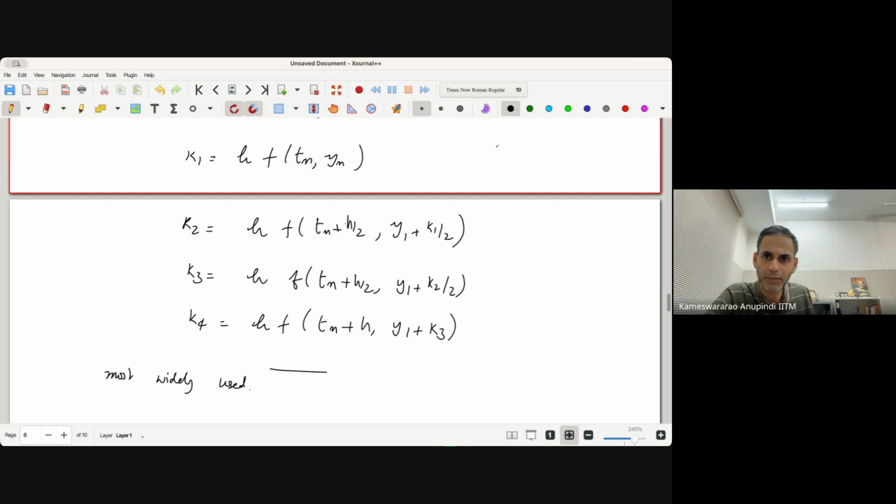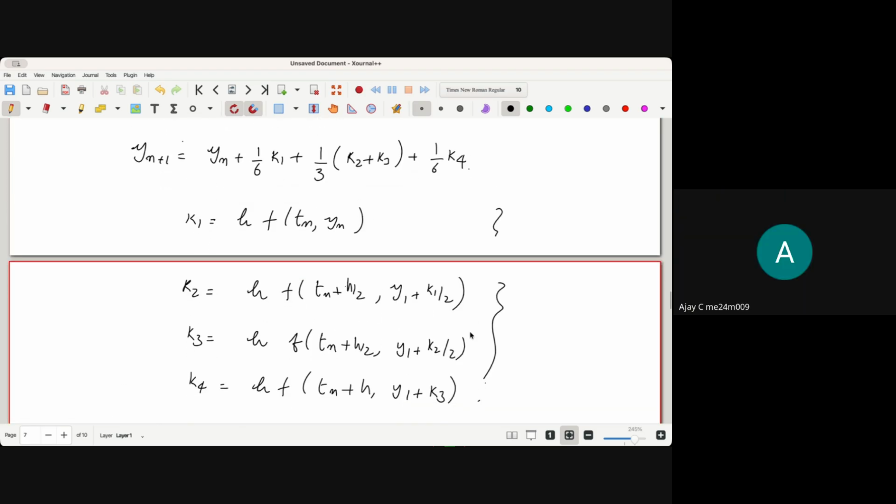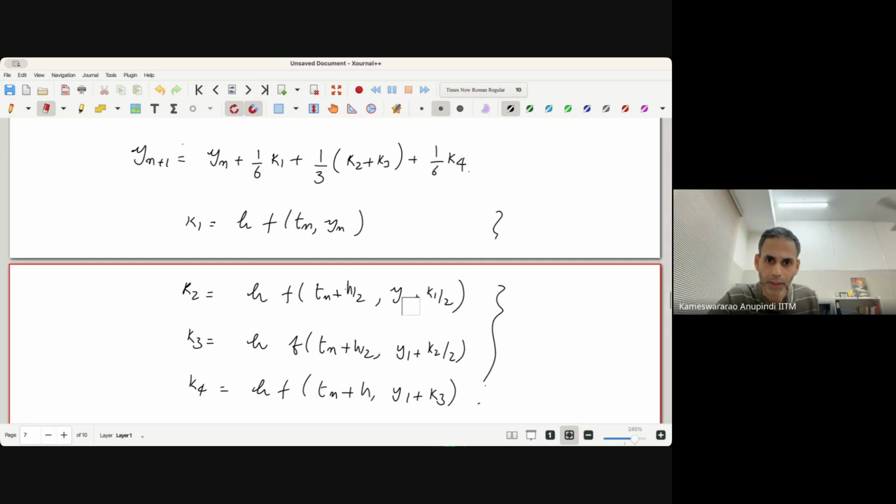I will anyway give you these values in the exam or in the assignments and all, so you don't have to remember these values. Okay, so, sir, it should be yn, right, sir? Oh, sorry, not y1, yn. Yeah, these are yn.